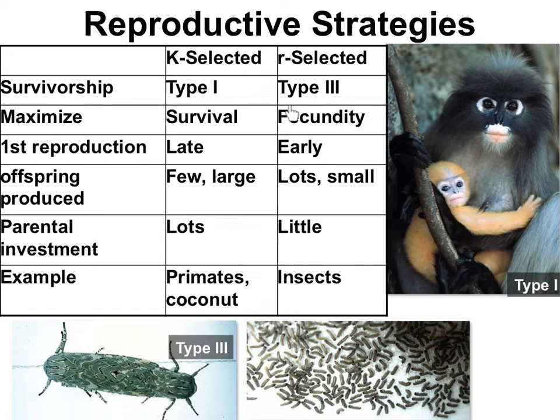In contrast, type 3 species have an R-selected life history. These species maximize fecundity, having the highest number of offspring possible. Type 3 R-selected species tend to start reproducing relatively early in life and have a whole bunch of small offspring. Moreover, there tends to be very little energy and time invested in parenting, and examples of type 3 R-selected species include insects and plants that make a whole bunch of seeds at one time.